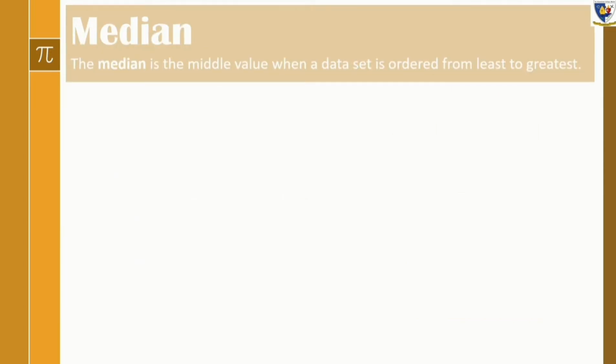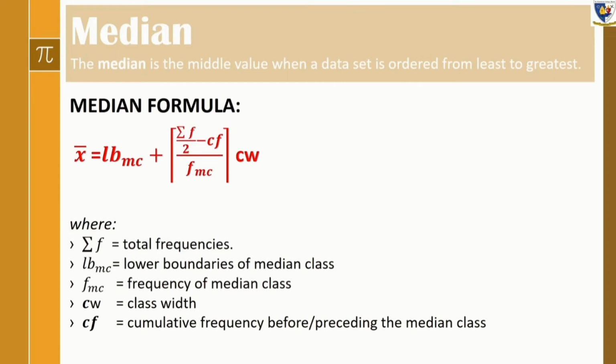Next is the median. The median is the middle value when a dataset is ordered from least to greatest. And our median formula is x bar equals the lower boundary of the median class plus the summation of f over 2 minus cf over f, times the class width, or CW. Again, the summation of f is the total frequency, LB is the lower boundary of the median class, f is the frequency of the median class, CW is the class width, and CF is the cumulative frequency.